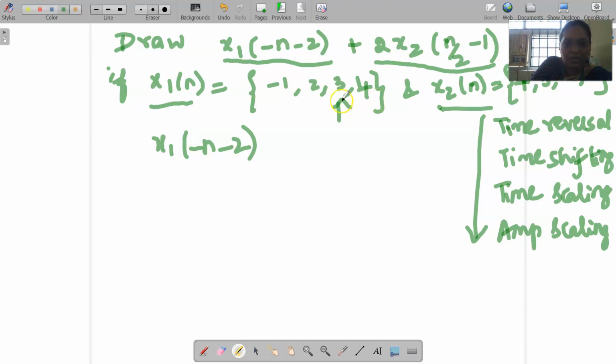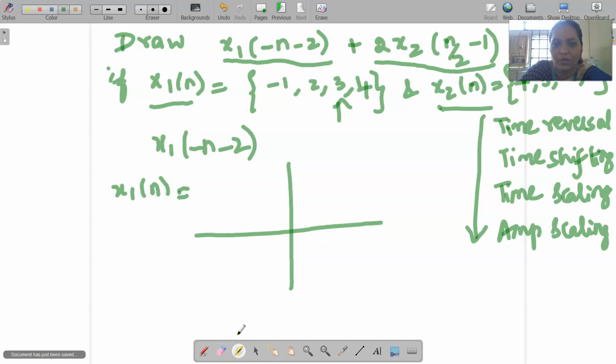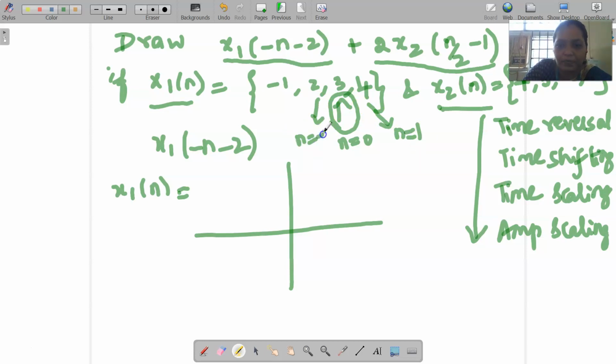So first let me draw x1 of n, because they have given it in sequence form. What is x1 of n? They have given x1 of n as minus 1, 2, 3, 4, and they have particularly given the arrow here. Wherever you have the arrow, it means that it is the n equal to 0 value, and this is n equal to 1, this is n equal to minus 1, this is n equal to minus 2.